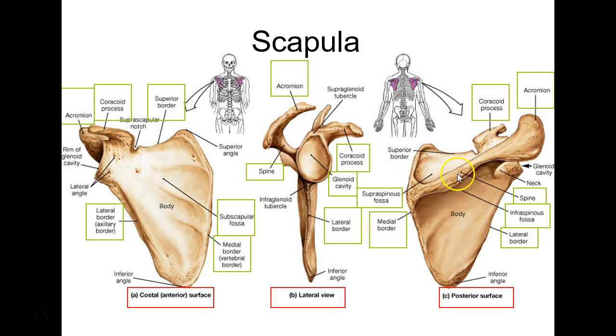Anyway, but above that spine is a dip. What are they going to call that dip? Supraspinous fossa. It kind of just totally names it. Below it is another dip. What do they call that? Infraspinous fossa. I'm never going to ask body of the scapula. Don't even bother putting it. I'll probably put dip in your question.